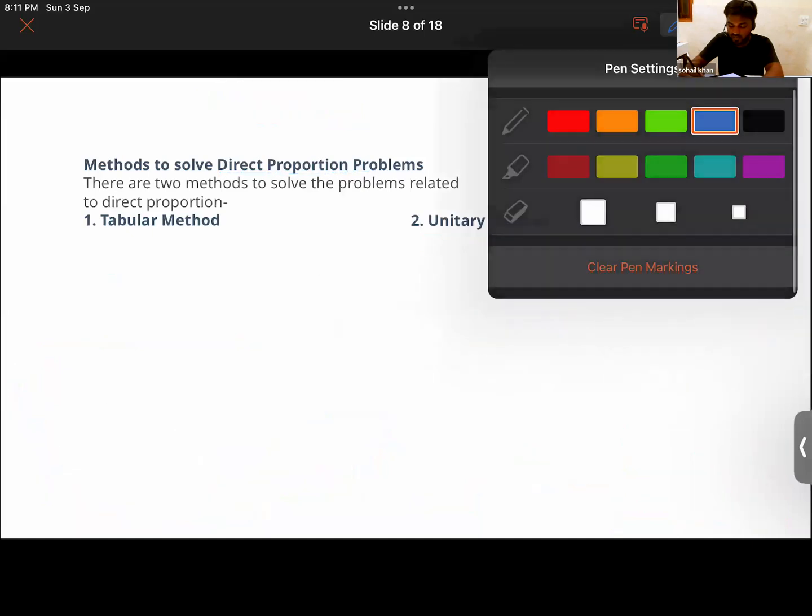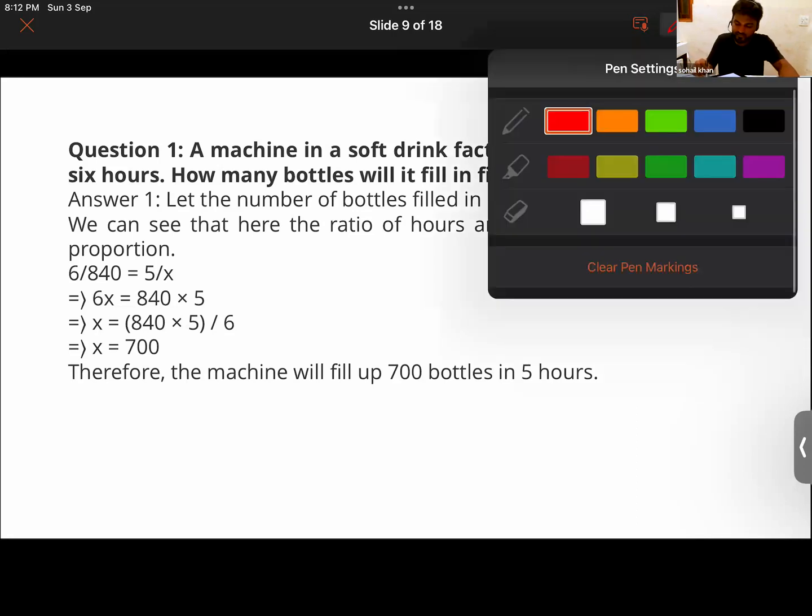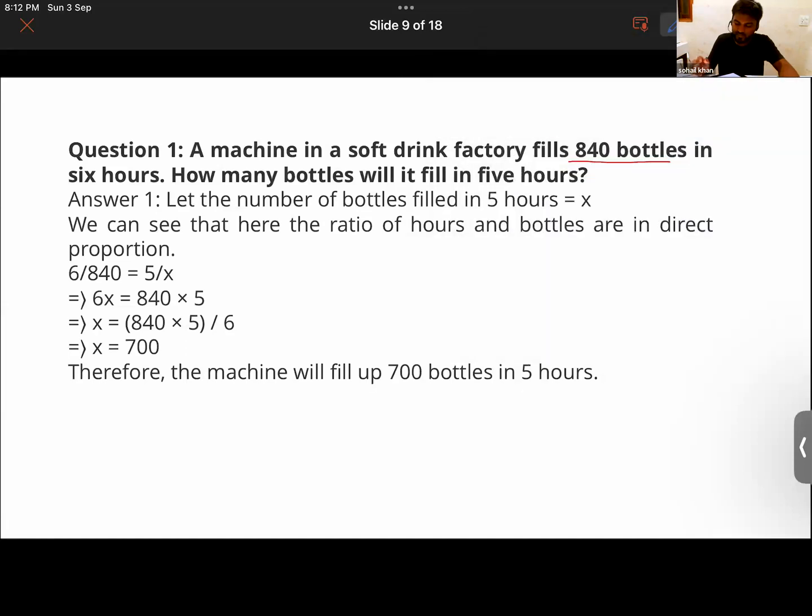All right. So the two methods we have discussed so far. Now let's begin with some questions. A machine in a soft drink factory will fill 840 bottles in 6 hours. How many bottles will it fill in 5 hours? Solve it. Okay, actually the solution has already been provided here. Let's see how the question has been solved.